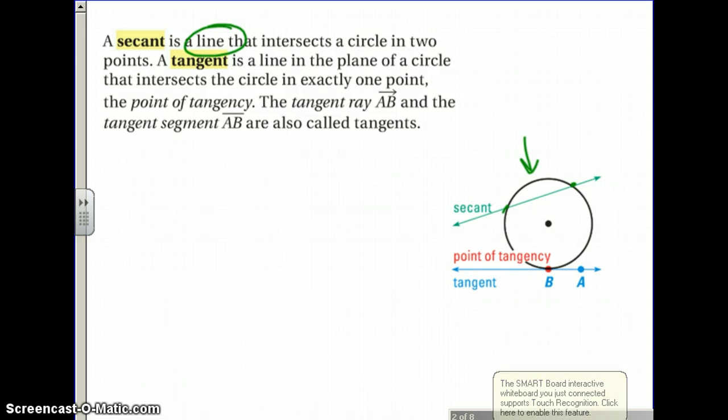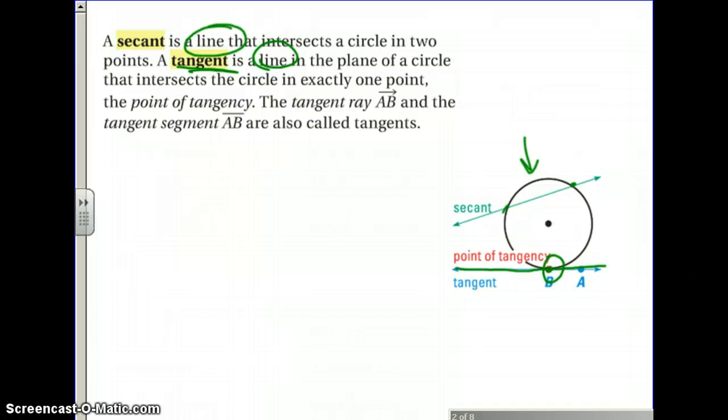A tangent, okay, a tangent is also a line in the plane of a circle that intersects the circle in exactly 1 point. So as you can see in this picture, it's just coming through and hitting it once. It doesn't actually go inside or into the circle. Okay, that point where it hits, this point right here, is just a point of tangency. Once again, take a second if you need to jot those down. Push pause.